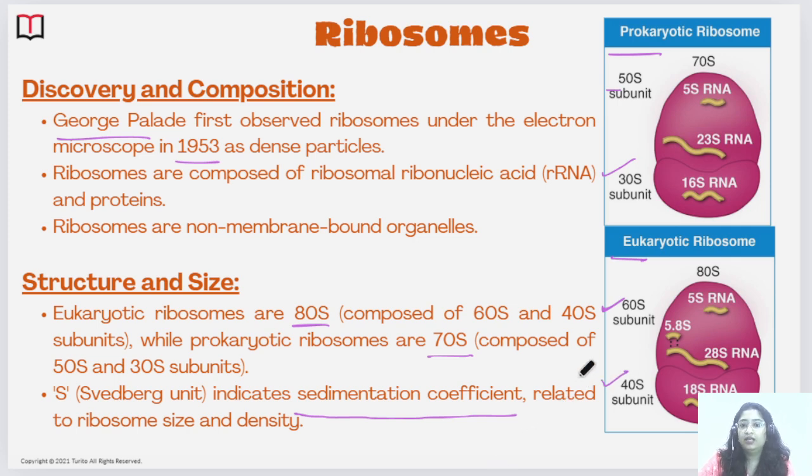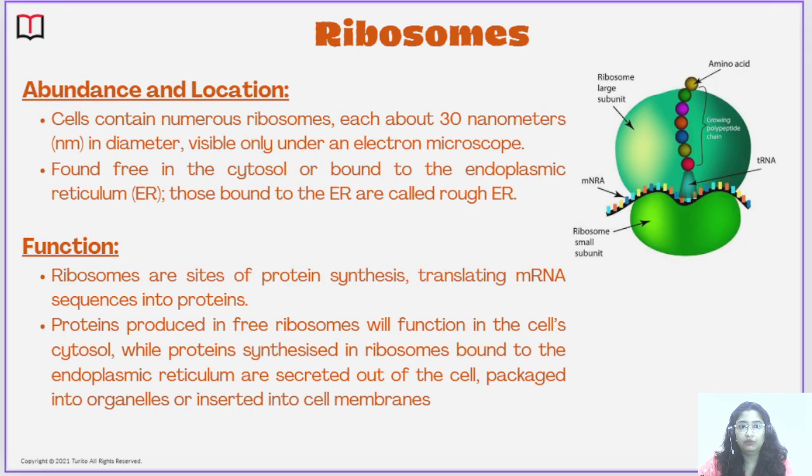Now, these subunits are not additive in nature, rather, they overlap together to form a complete ribosome. That's why 50 and 30 turns out to be 70S, and 60 and 40 turns out to be 80S. So that is basically the structure of the ribosome.